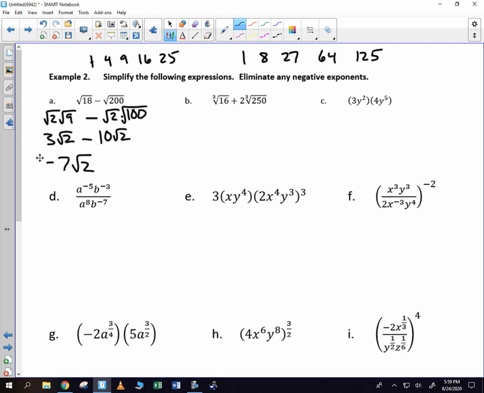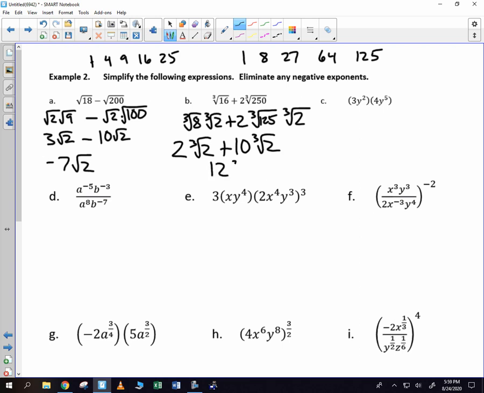So we're looking for a perfect cube that divides evenly into 16, and that would be 8, and it's 8 times 2. Now we're looking for a perfect cube that divides evenly into 250, and that is 125. Goes in twice. So you can see that the cubed root of 8 gives me 2 cubed roots of 2. And the cubed root of 125 is 5, so I get 10 cubed roots of 2. 2 cubed roots of 2 plus 10 cubed roots of 2 is 12 cubed roots of 2.